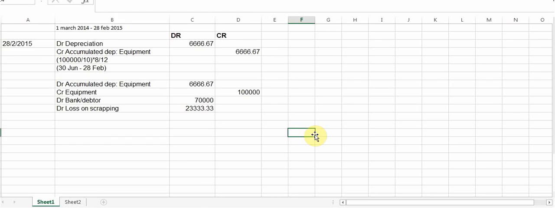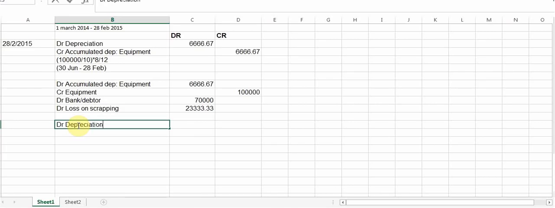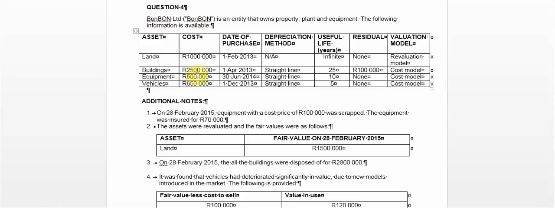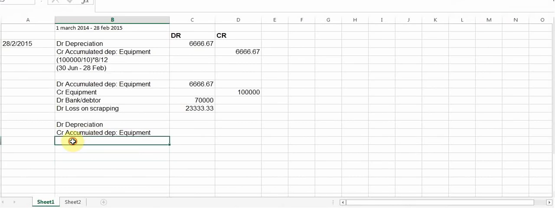on the remaining assets that still are there in terms of equipment. So I'm going to debit depreciation, and I'm going to credit accumulated depreciation on equipment. And I need to go now and see, but what is the remaining? So the total equipment was 500,000. I sold or I scrapped equipment worth 100,000. So that means there's still 400,000 rand worth of equipment that needs to be depreciated at year end.